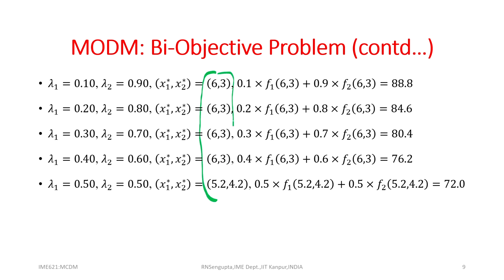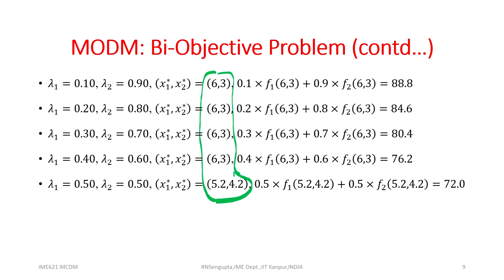The values of x 1 star, x 2 star initially are integers. Then for lambda 1 50%, lambda 2 50%, which is 0.5, 0.5, as it is a linear programming problem where there are no restrictions on the variables, they can be integers, non-integers also. For 50%, 50% weightages, the x 1 star, x 2 star value changes from 6.3 to 5.2, 4.2.